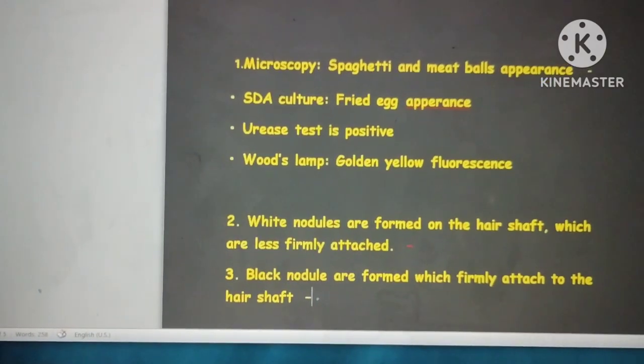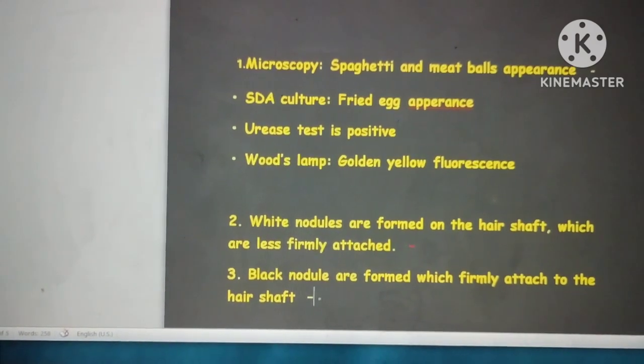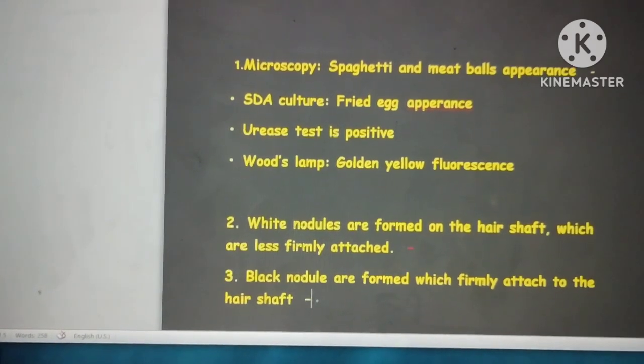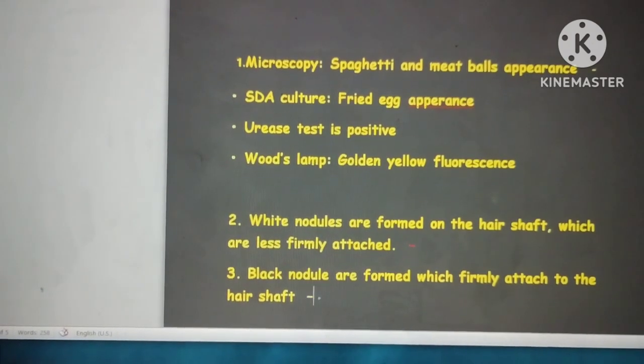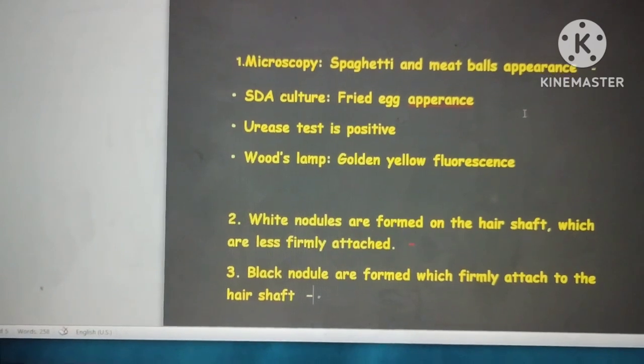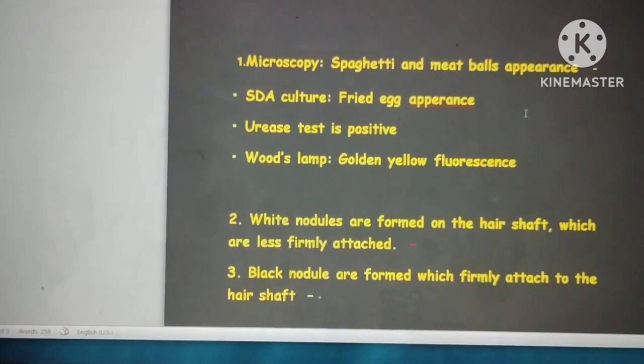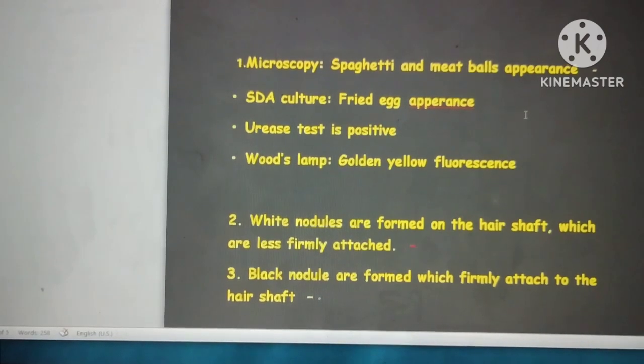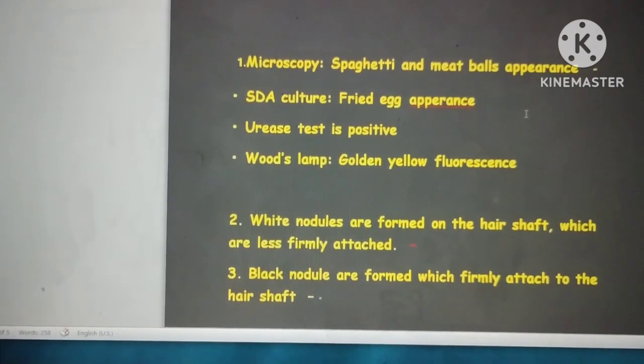here the microscopy shows a spaghetti and meatball appearance, and the SDA culture shows fried egg appearance colonies. The urease test is positive, and the Wood's lamp shows golden yellow fluorescence. In the clinical history there will be hypopigmented or hyperpigmented patches, usually present in the trunk region, the chest or the back. These are the most common sites. I know you guessed the answer, right?